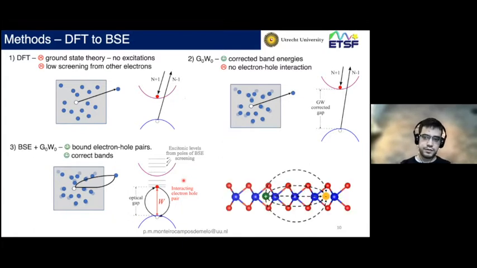Now, for 2D systems, the proper description of the W is paramount, because you're going to have a positive and a negative charge that form a dipole, and the majority of the dipole field lines are going to cross the vacuum. They don't cross the material. So if we don't have a proper description of W, you might have unbound excitons, or you might have a renormalization energy that is too high.